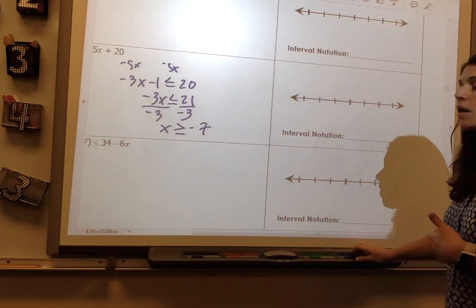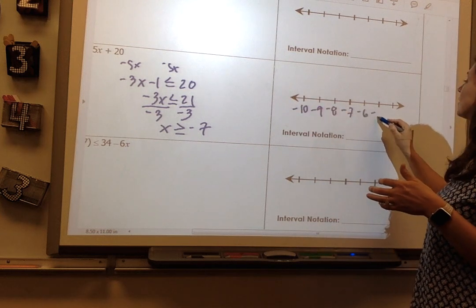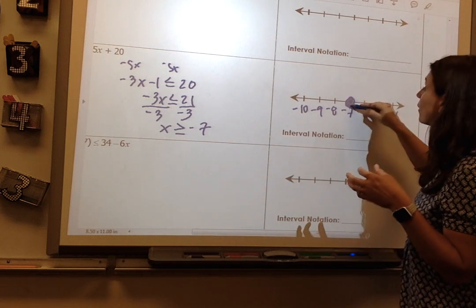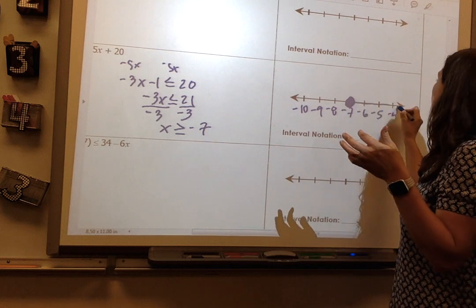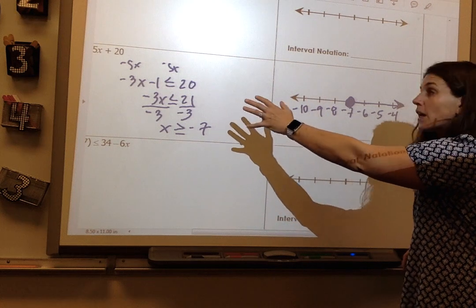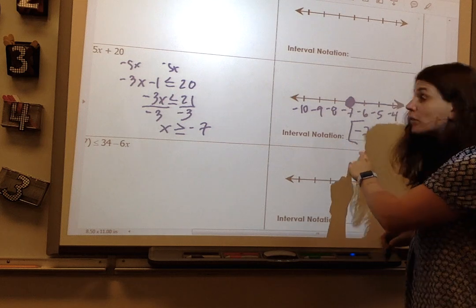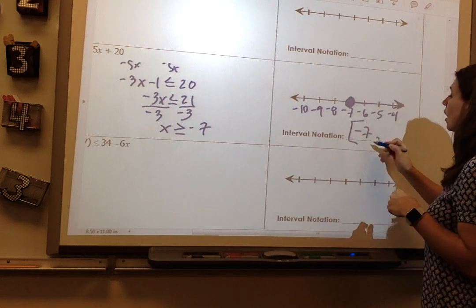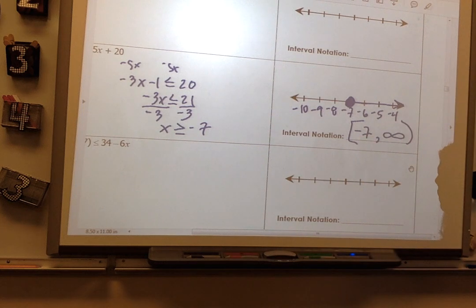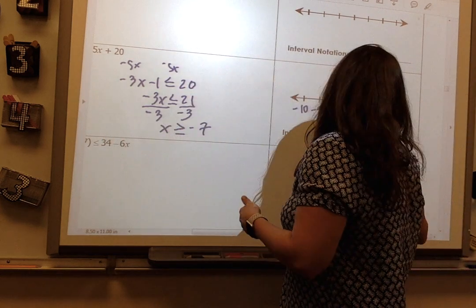When I look over here, my target number is negative 7. I have negative 8, negative 9, negative 10, negative 6, negative 5, and negative 4. It's going to be a closed circle because x is greater than or equal to negative 7. So it's a closed circle, shade to the right. Now, I read this graph left to right. Nothing's going on down here at negative infinity. It's going to start at negative 7. And because negative 7 is part of this solution, I have a bracket right here. Comma, where does it go until? It goes forever in the positive infinity direction. Okay? So that's what interval notation looks like, and that's what it means.